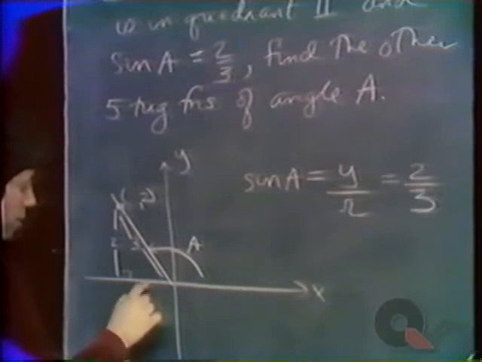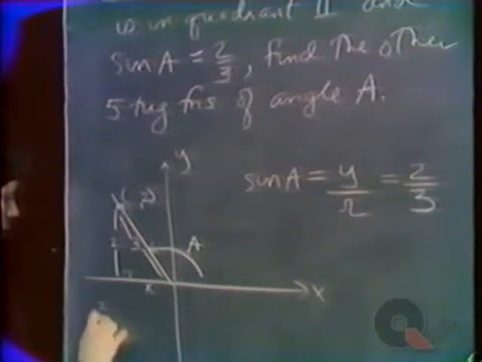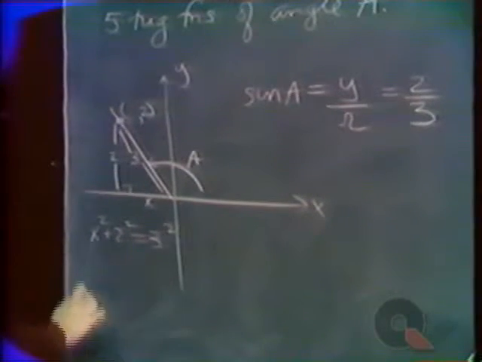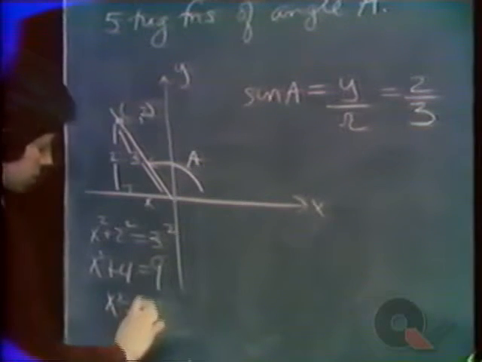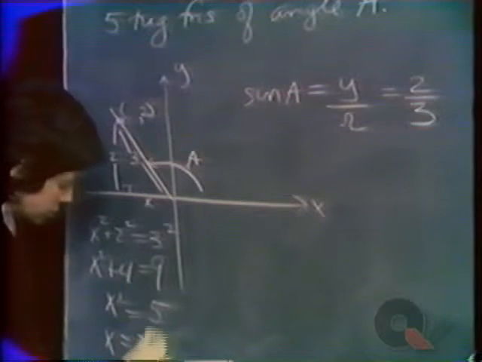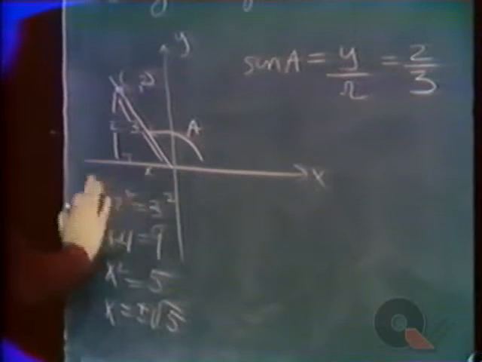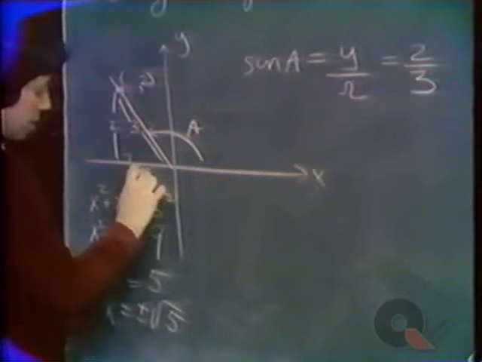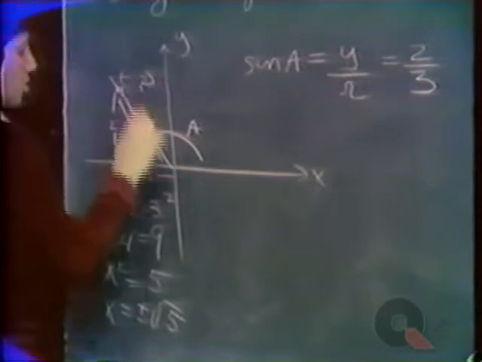Okay, so let's say we want to figure out what this is. Let's call it x. We can use the Pythagorean theorem. x squared plus 2 squared must be equal to 3 squared. x squared plus 4 equals 9. x squared equals 5. x is plus or minus the square root of 5. Well, the length of this side is obviously the square root of 5. The x-coordinate here must be minus the square root of 5.